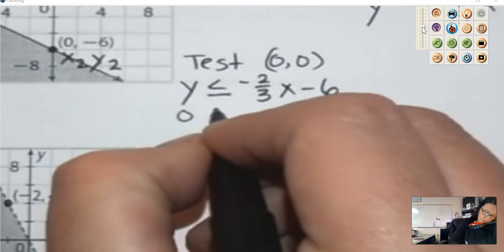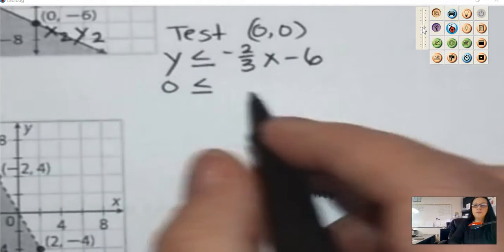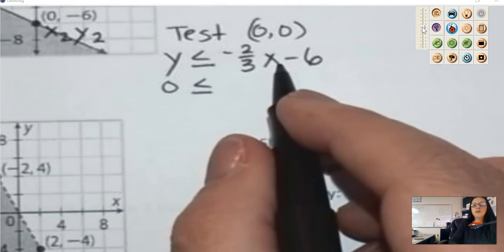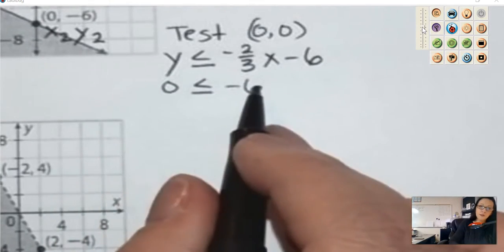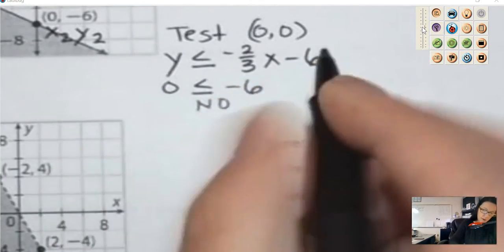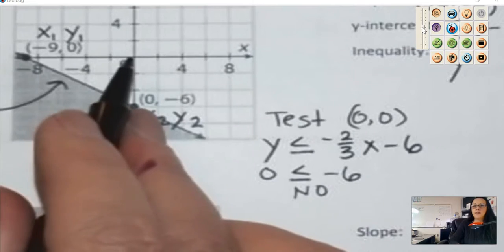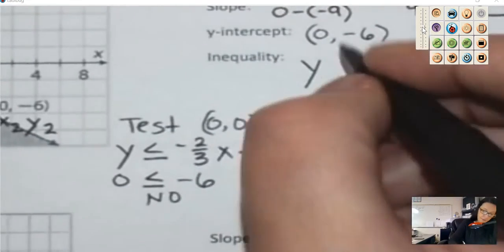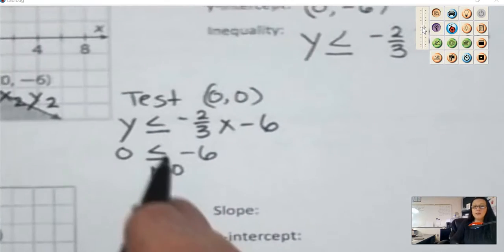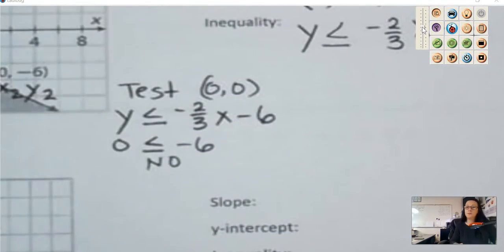So 0 is less than or equal to -2/3 times 0, which is 0. 0 take away 6 is -6. 0 is less than or equal to -6. No, that doesn't work. But that's what I want it to be. I want it to say no because 0, 0 is not shaded. So yes, my symbol is correct. If it worked out when it wasn't supposed to, then you just know to flip the symbol.